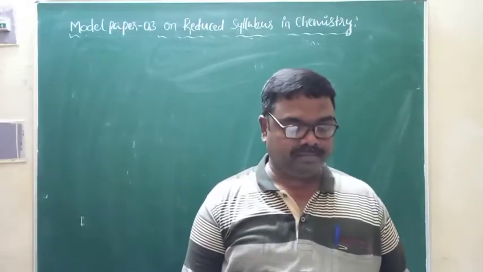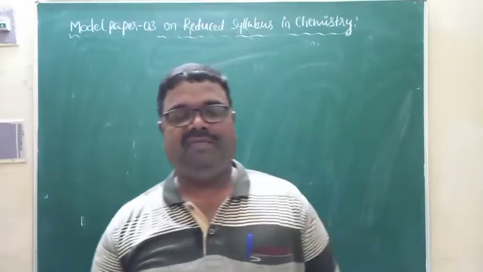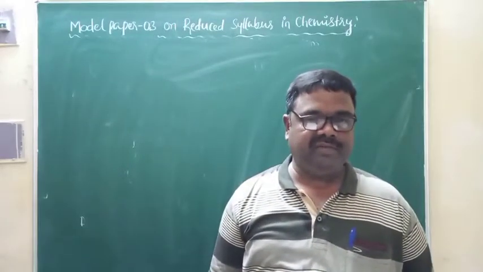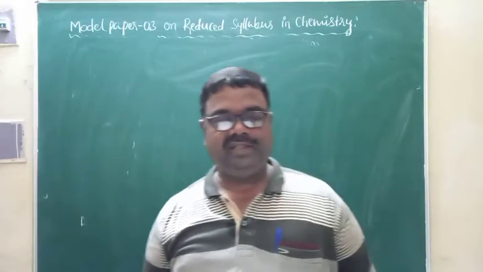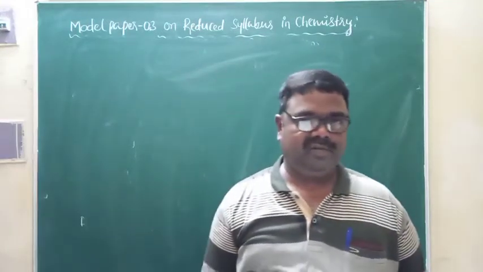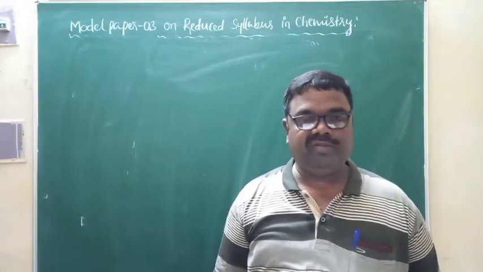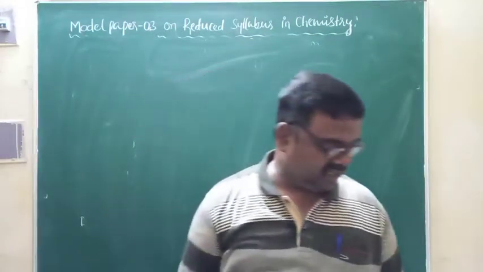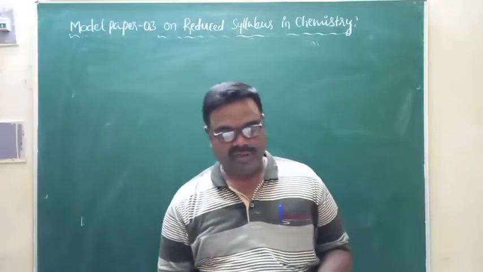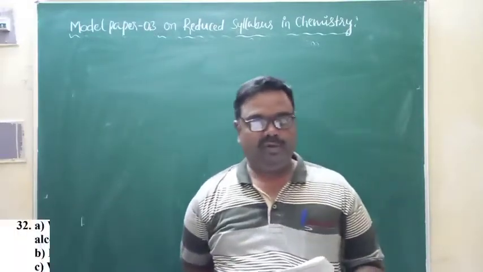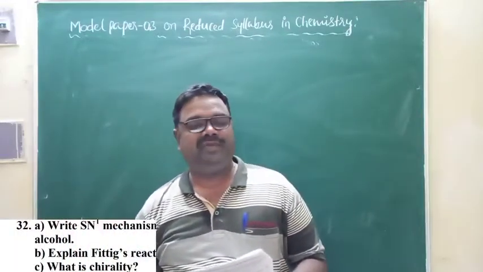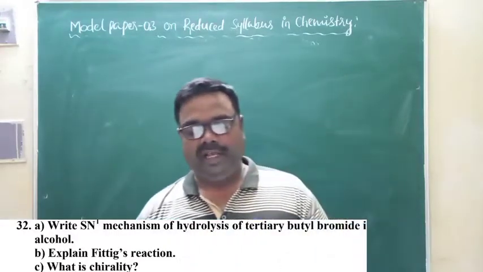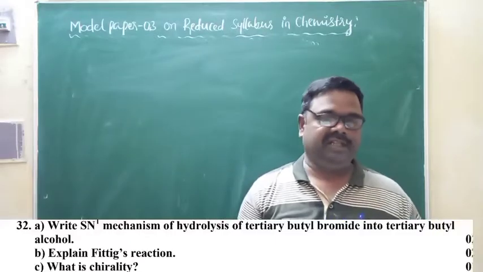Now we'll come to section 5 of part D that corresponds to the organic chemistry part. You are supposed to answer 4 questions out of 6. We'll see one by one. Question number 32 from haloalkanes and haloarenes chapter. It is a 2 mark question. Write SN1 mechanism for the hydrolysis of tertiary butyl bromide into tertiary butyl alcohol. Explain Fittig reaction. What is chirality?